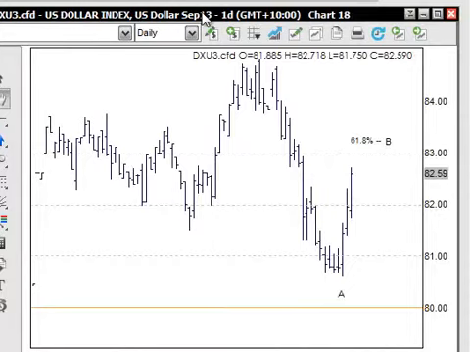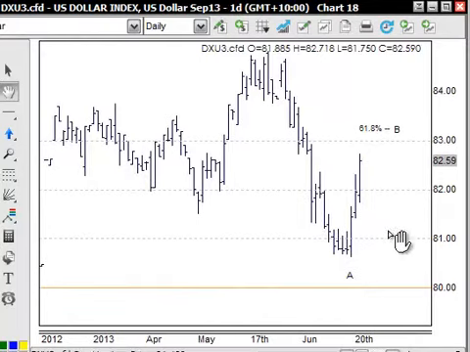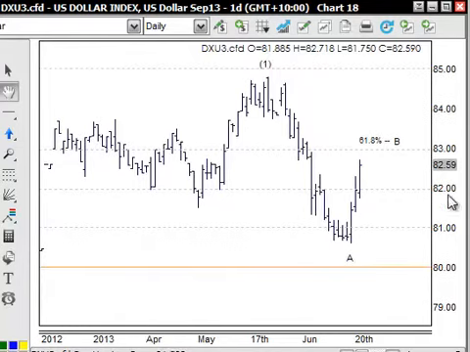Okay, starting with the US dollar index. We're looking for support on a small correction at 82, and then a move to 83 here. Just above that is a 61.8 relationship from this move down through to here.